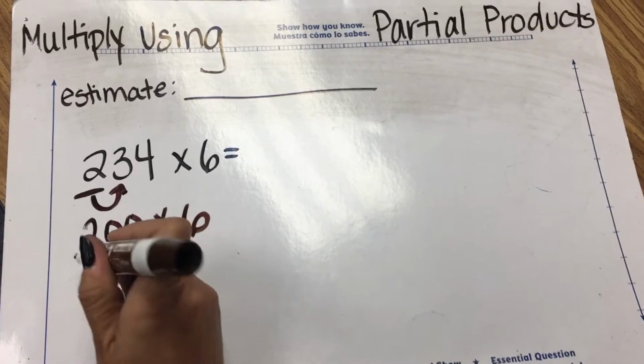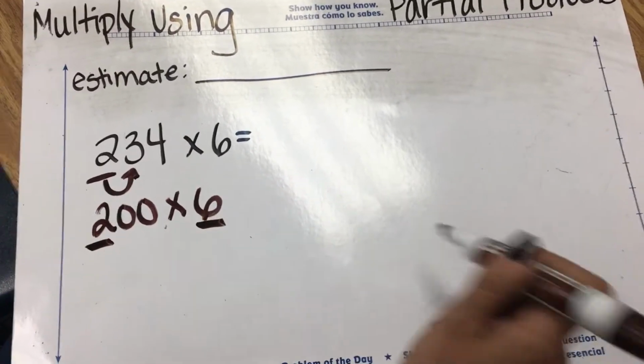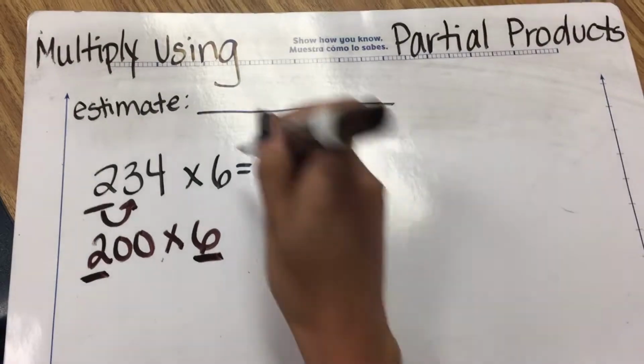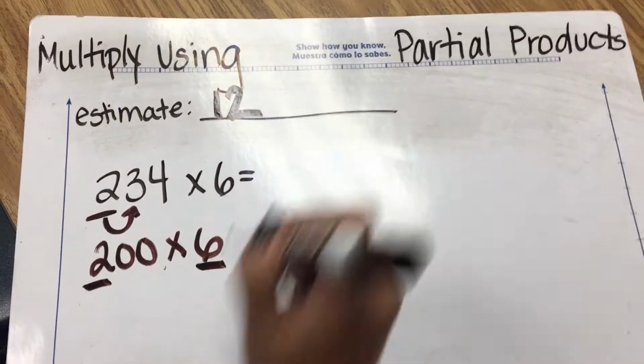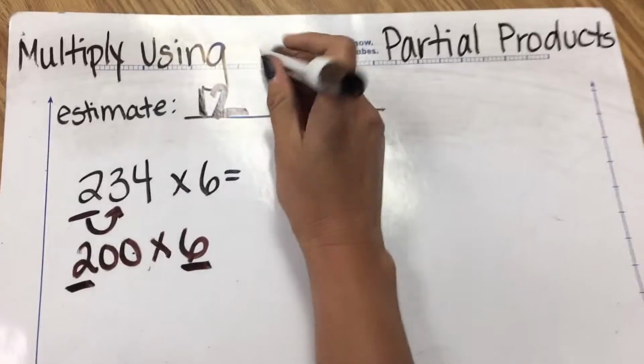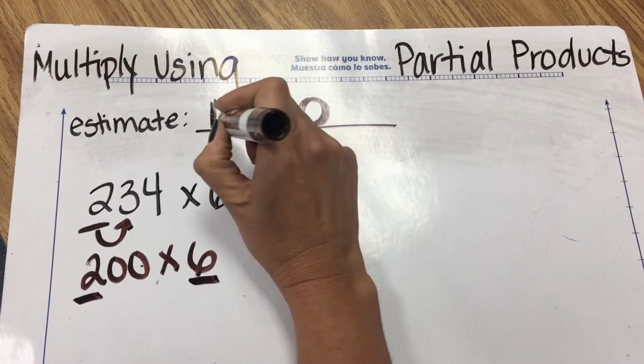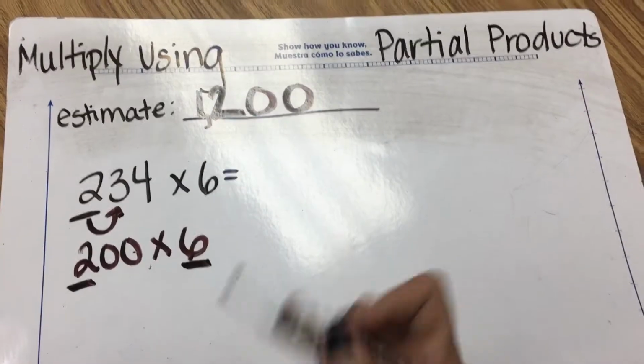The way that we showed them how to estimate is to use mental math. They find the basic fact. 2 times 6 is 12. And then they count the zeros. 1, 2. 1,200 is their answer. That's the first part of the math problem.